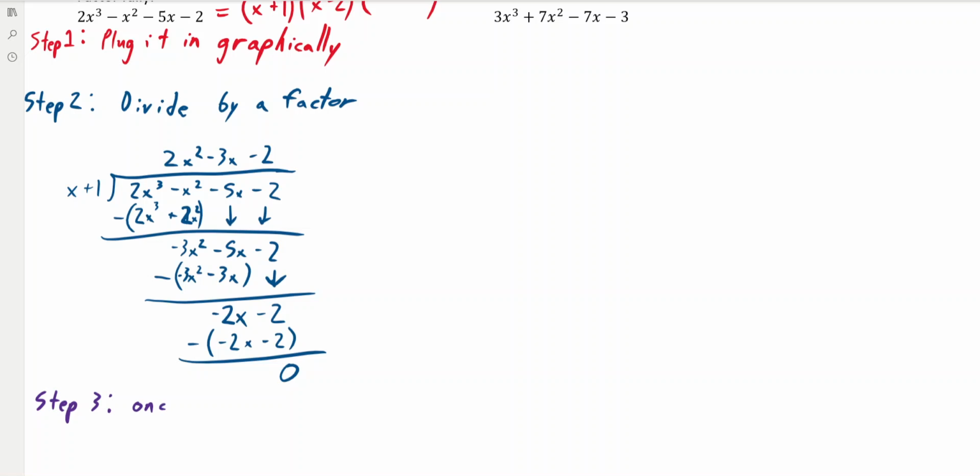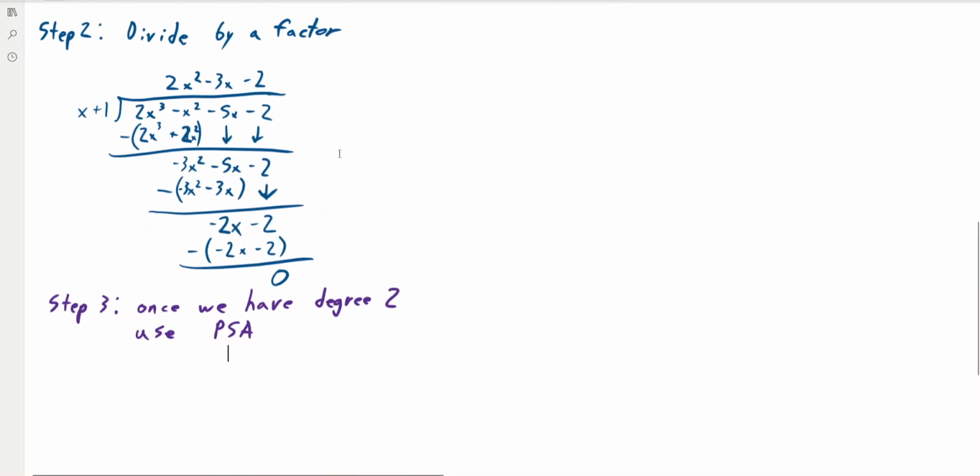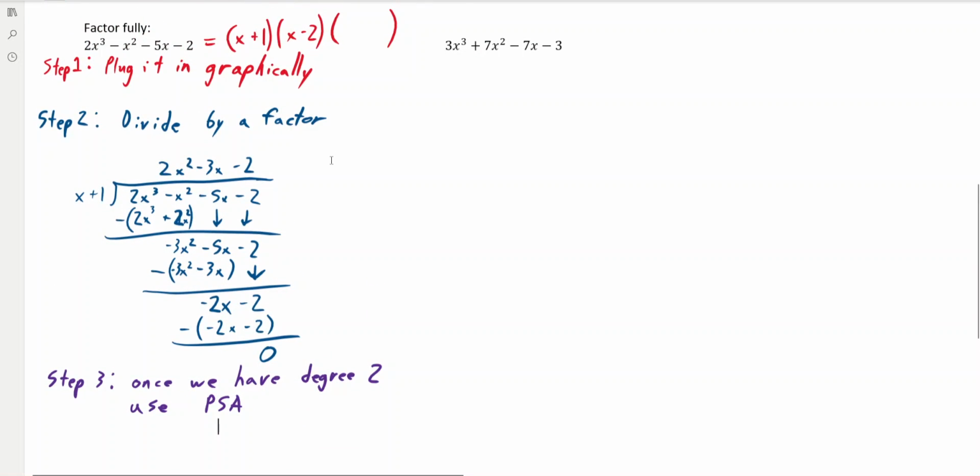So once we have degree 2, use PSA. Okay, now we can in this case even make it a little bit easier on ourselves because we already know one of the other factors, x minus 2. Okay, so when we're doing PSA to this question, we already know that one of them is x minus 2.